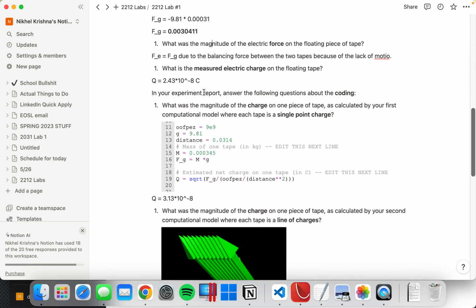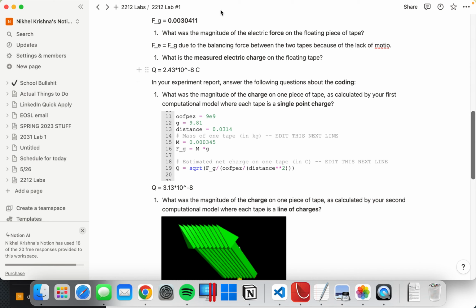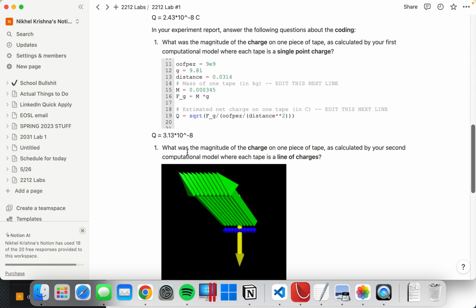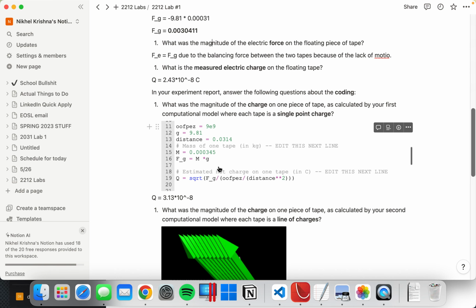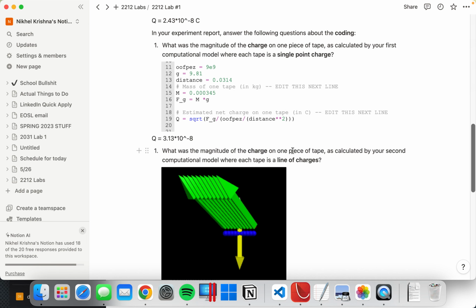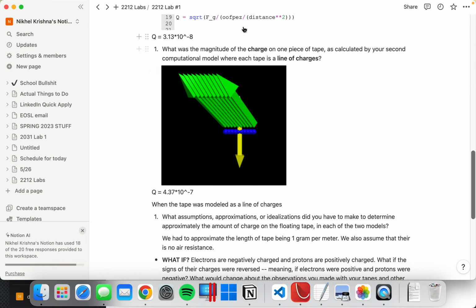Okay, so moving on to the coding portion of the lab, we used a rearranging of Coulomb's law to solve for the net charge. Essentially, we use Fg instead of Fe here because if you remember earlier, our balancing force allows these two forces to be the same. And computing this, we got Q to be 3.13 times 10 to the negative 8 coulombs.